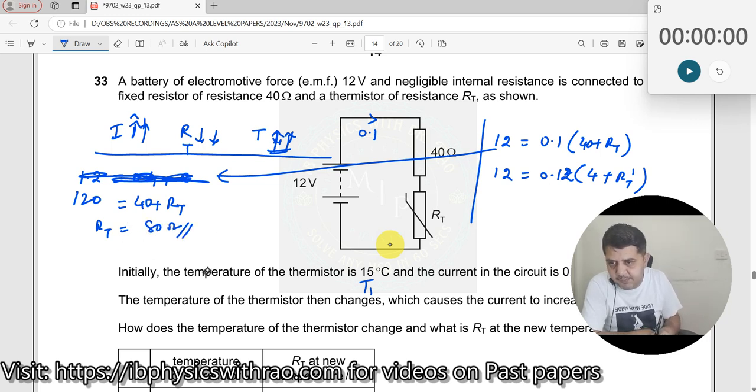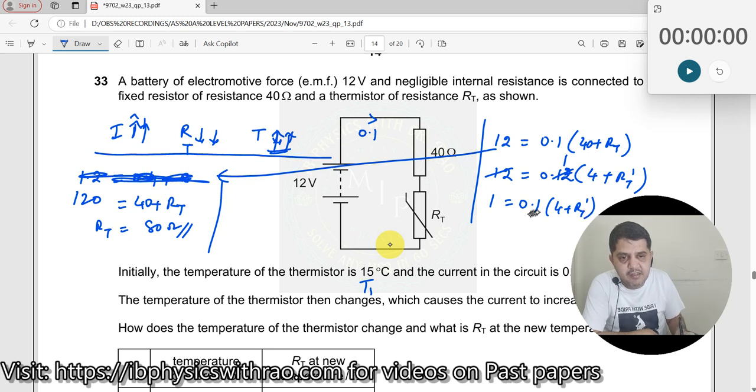This was the initial resistance. Next, the new resistance. In this case, 12 by 0.12 is 100, which should be equal to 0.12 into 40 plus RT dash. Oh, I made a mistake once again. 12 divided by 0.12 is 100, and 100 equals 40 plus RT dash. So RT dash should be 100 minus 40, which is 60 ohm.